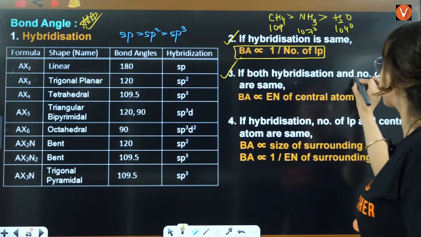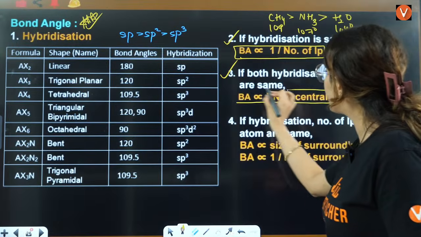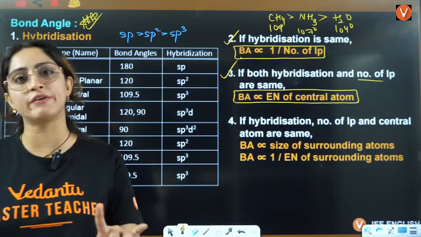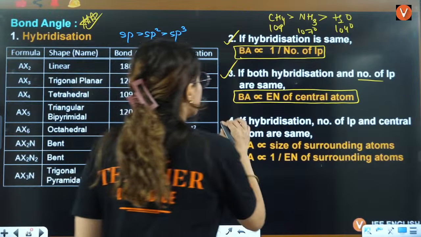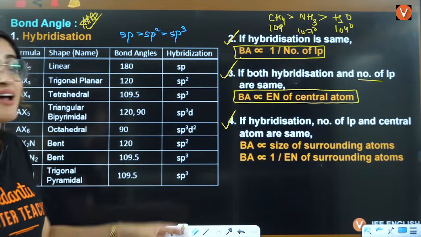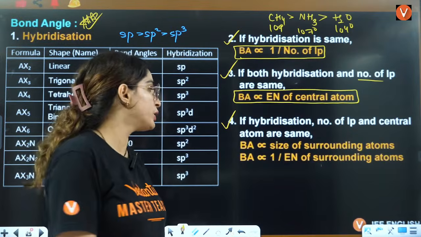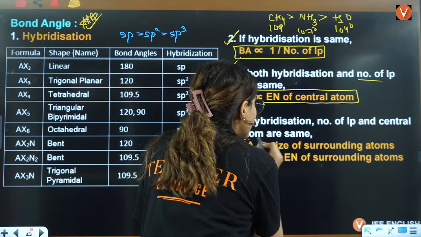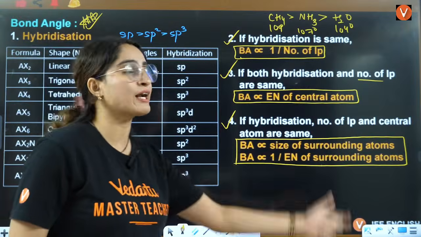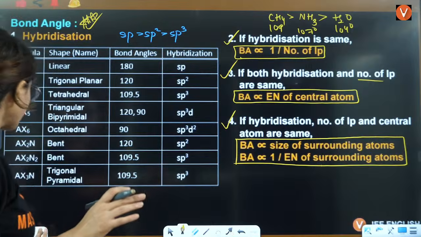So it is inversely proportional to the number of lone pairs. If both hybridization and number of lone pairs are same, in that case, bond angle is directly proportional to the electronegativity of the central atom. More is the electronegativity, more will be the bond angle, right? If hybridization is same, lone pair is same, central atom is also same, only the surrounding atoms are different, then you will say bond angle is directly proportional to the size of the surrounding atom and inversely proportional to the electronegativity of the surrounding atom. Is that clear to everybody?